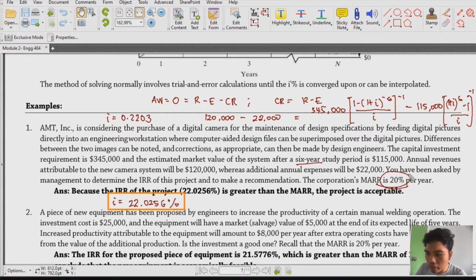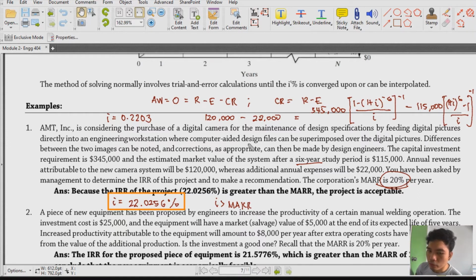So since MARR is 20% and I is greater than MARR, we could say that through the IRR method, this project is economically justified because your interest rate is greater than the MARR of the company. So it's that simple.